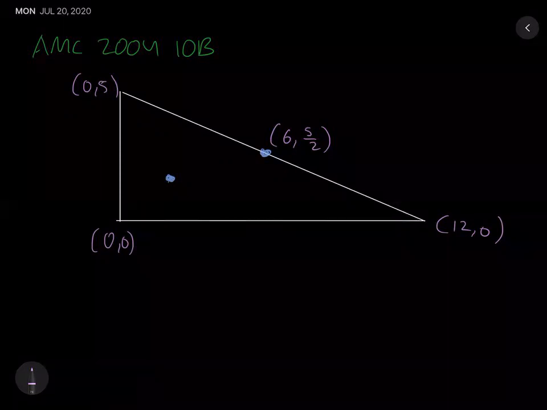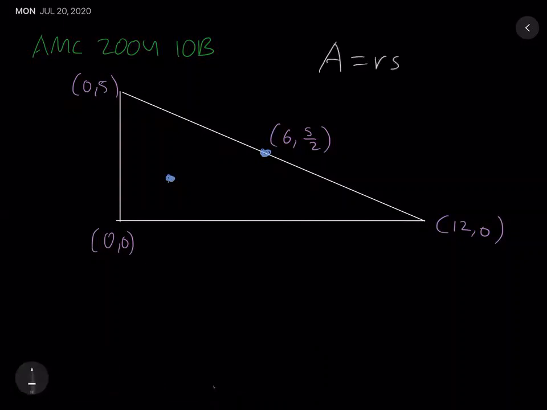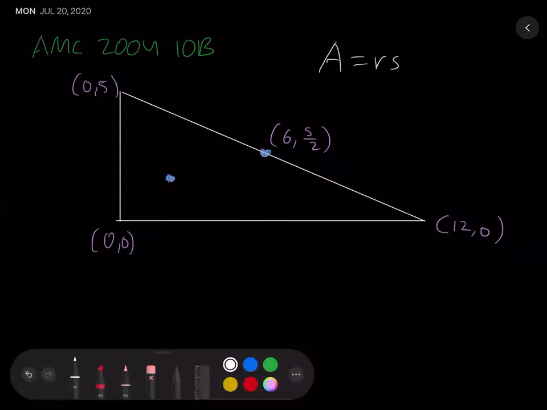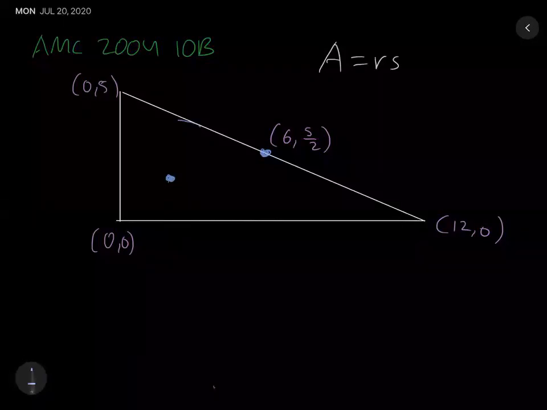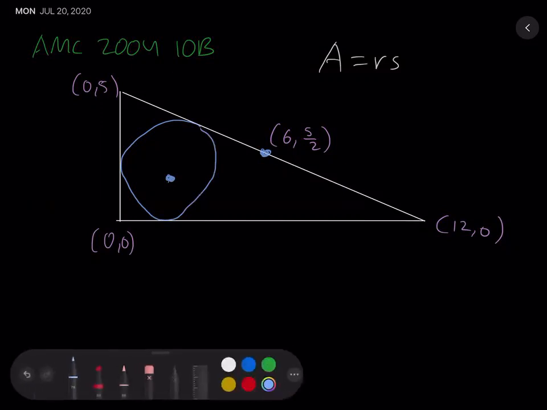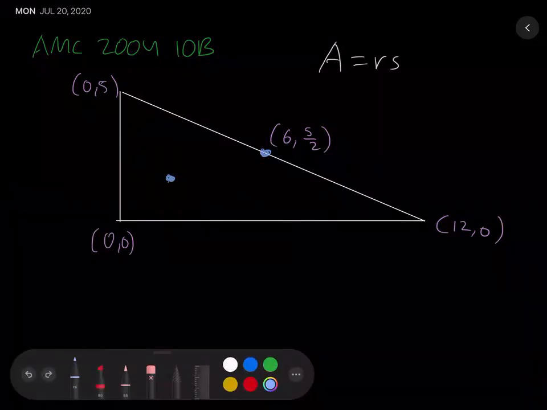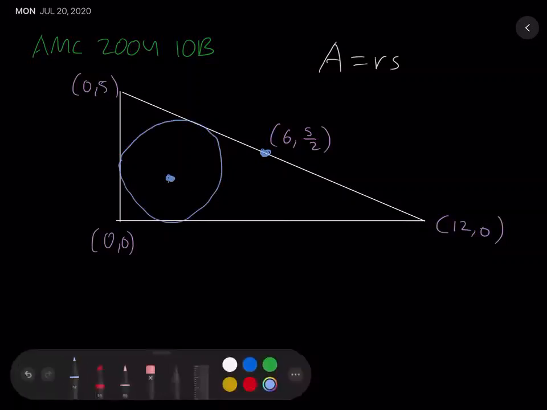Well, something that is very useful is this formula concerning inscribed circles. A is equal to RS. What does this mean? The area of the triangle is equal to the radius of the incircle times the semiperimeter. The reason why this is true, let me just sketch out the circle again. That looks deformed. There you go. That's marginally improved.